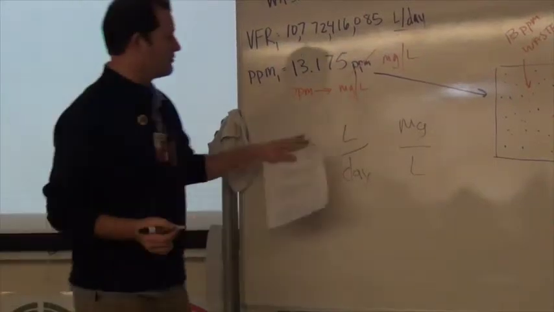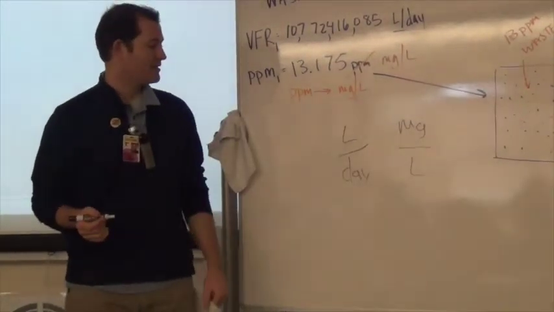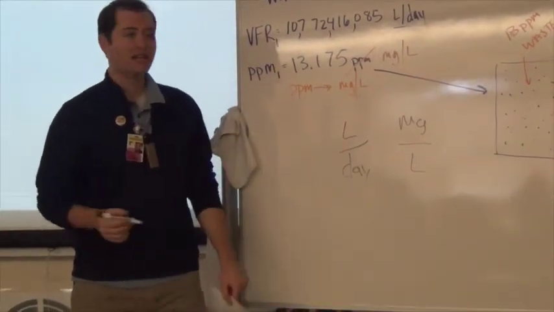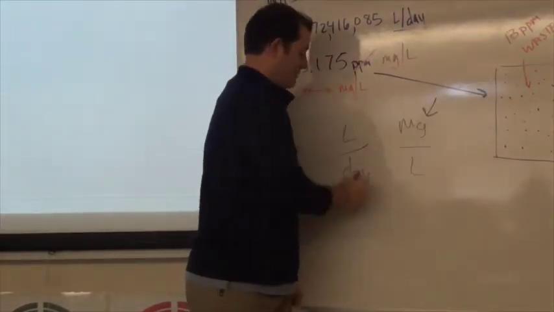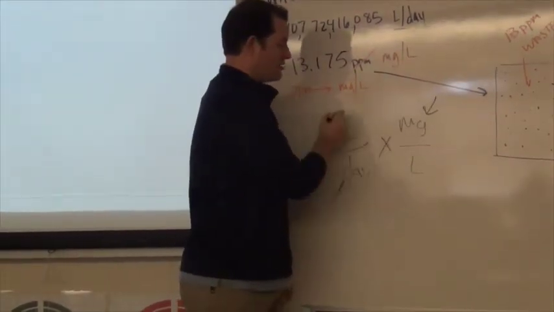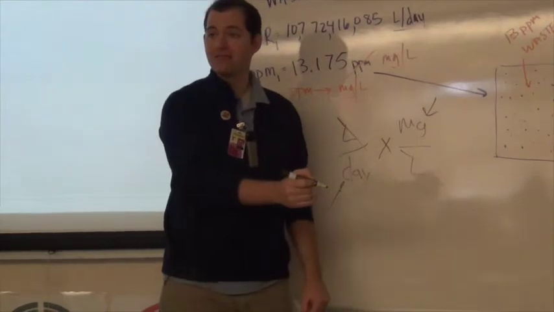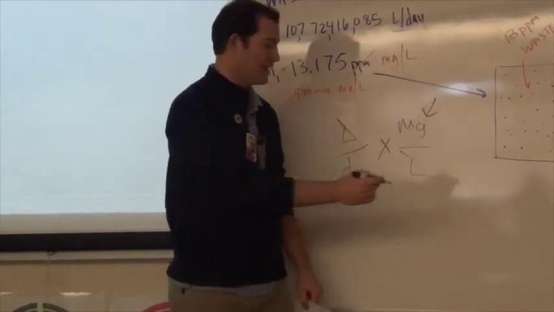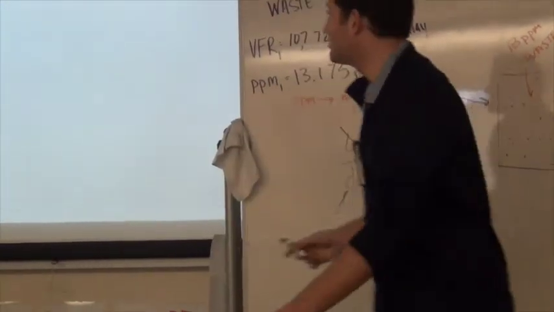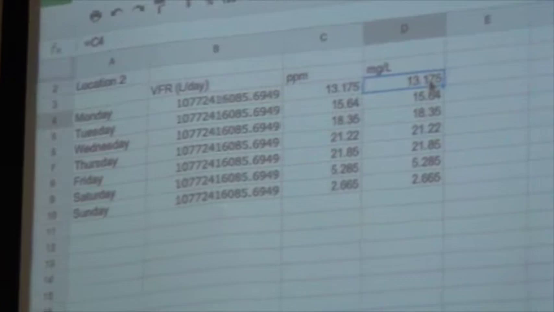What math step could we do to end up with mass per day? This is a mass, this is a day. We multiply, those will cancel out. Correct? Okay, so all we're going to do is multiply whatever is in our volume flow rate by our milligrams per liter.